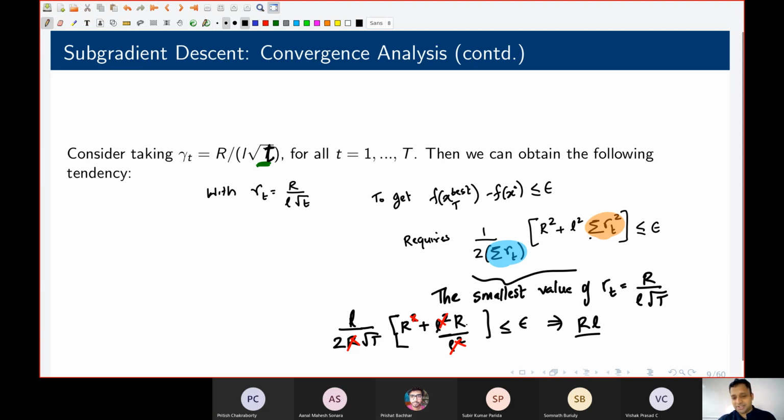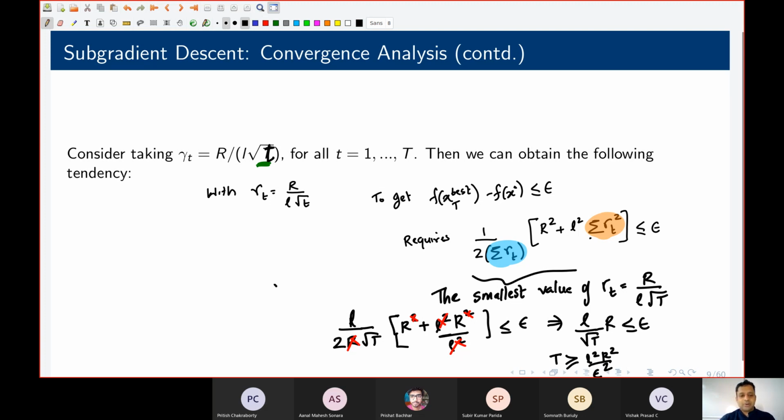Yeah, this is the problem with trying to take shortcuts. Okay, thanks. So you'll have R plus R and then L upon, so this 2 will also get cancelled out obviously. So L upon, into R is less than or equal to epsilon. So basically you'll need T which is greater than or equal to L square R square by epsilon square.